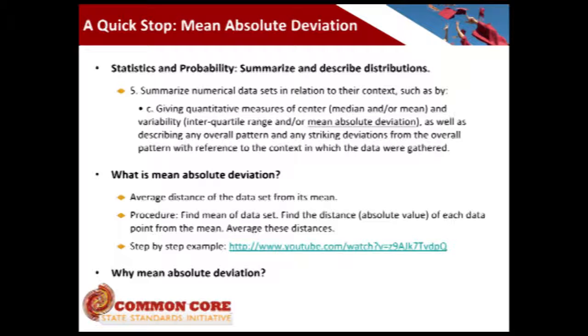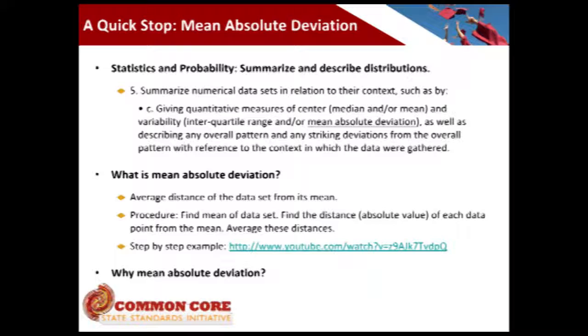So I listed a simple procedure here that you can follow to find it. The first thing you have to do is find the mean, which is one of our measures of center. Then you find how far each data point is from the mean. You take the absolute value because you're just interested in how far, not whether it's above or below the mean. Then you take all of those absolute value answers and you average them. That tells you a rough measure of spread without taking into account some other considerations that they'll do in future grade levels.